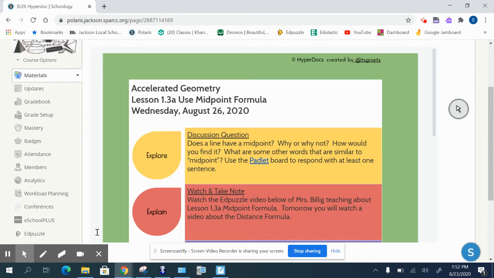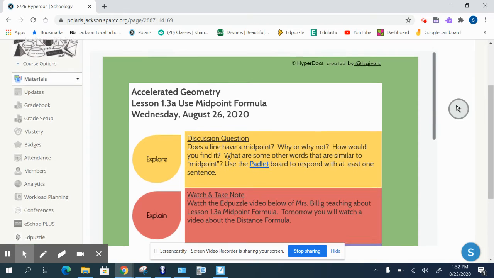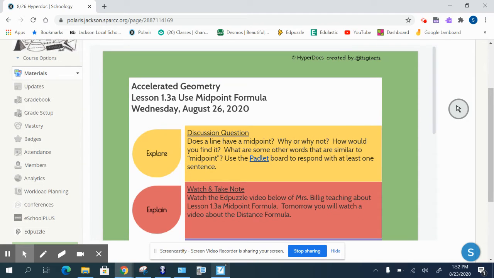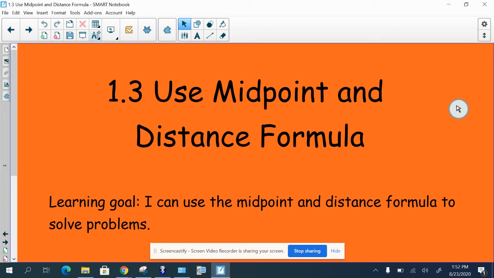So use the Padlet board to respond with at least one sentence. So you would click on this link and answer the question. And just a reminder to try not to look at what other people say first. Your response is not graded for correct or incorrect answer, just that you responded with intention. So as long as you give a reason for your answer, then you will get your full points, whether it's right or not. So let's head into today's lesson.